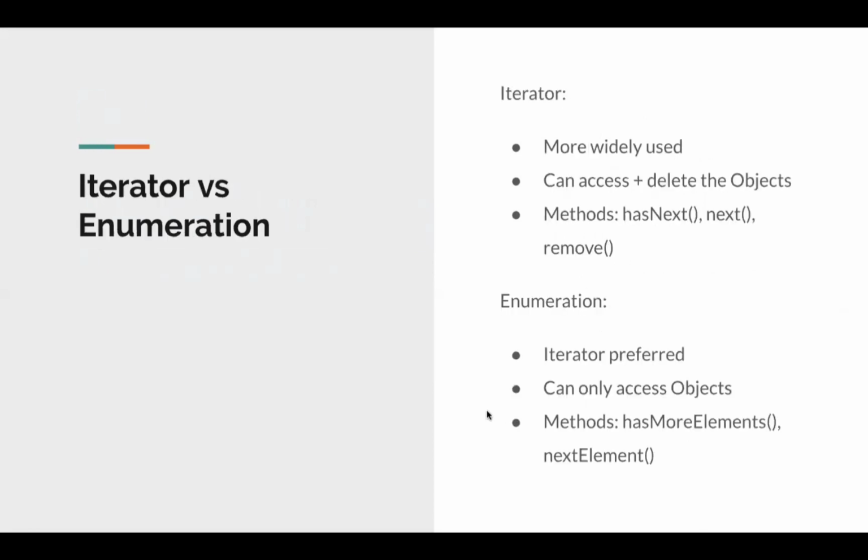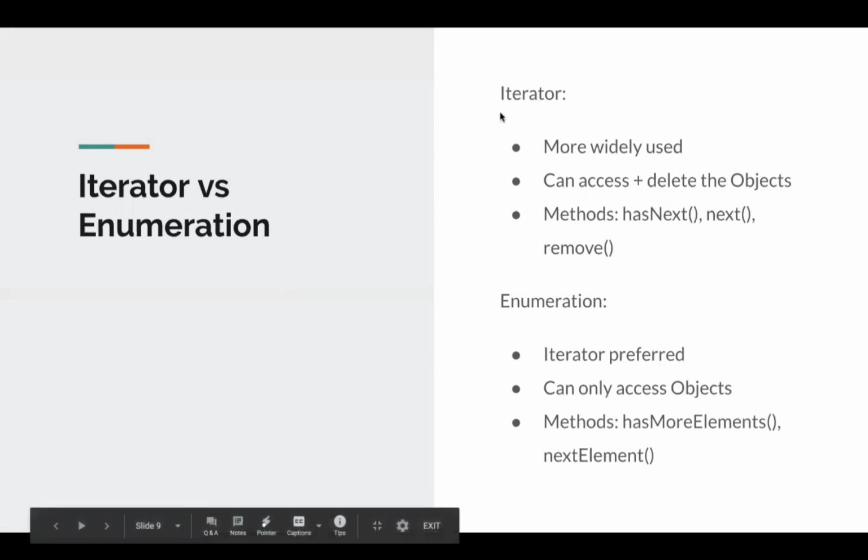Coming to a very interesting thing, the difference between iterator and enumerator. Not many people know about this, but iterator can access all the elements in the collections, and it can also remove. Whereas enumeration can just access. They are just read-only iterators. They cannot remove the elements. That's why iterators or list iterators are used more widely.